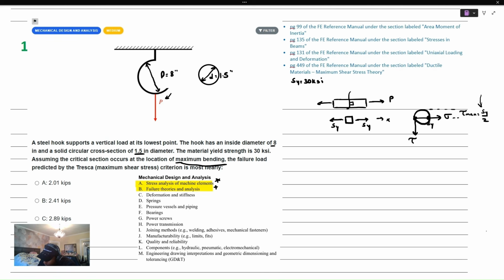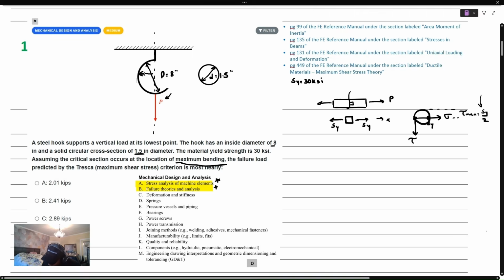We know that the critical section is going to occur at the location of maximum bending, and that's going to occur at the furthest perpendicular distance from that force's line of action, since that's when the distance is the maximum. You maximize the distance, you maximize the moment, and what you could see is that the critical section is really this section right here.